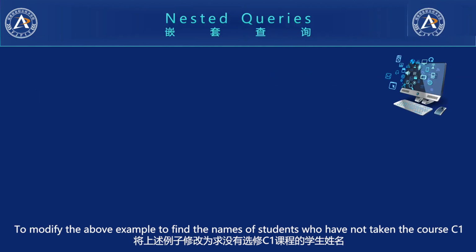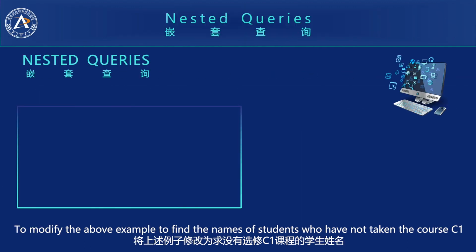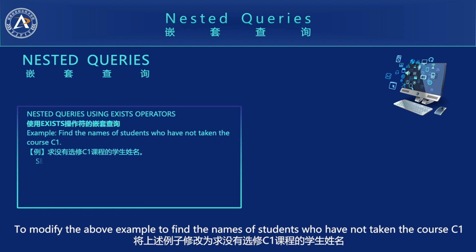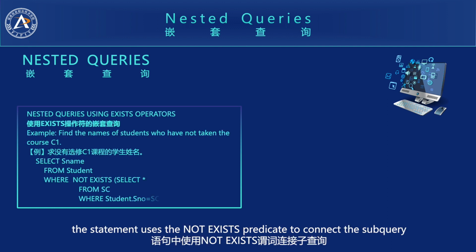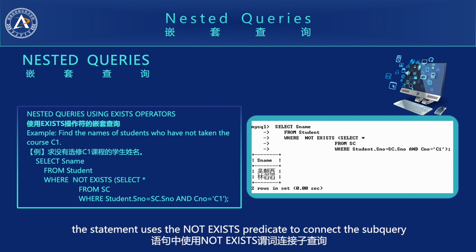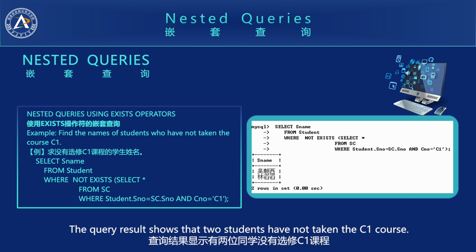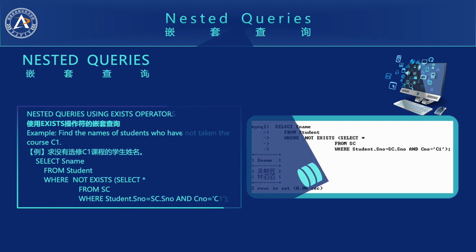To modify the above example to find the names of students who have not taken the course C1, the statement uses the not exists predicate to connect the subquery. The query result shows that 2 students have not taken the C1 course.